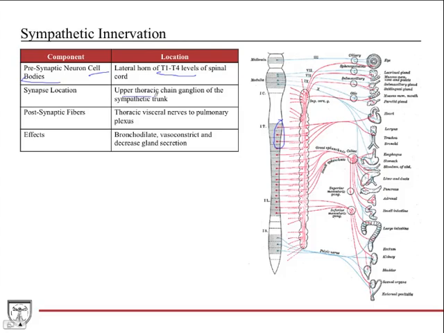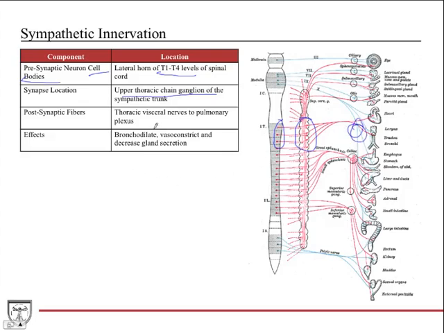For the synapse location, they synapse in the upper thoracic chain ganglion of the sympathetic trunk, right here. Remember, the lungs develop in the chest entirely during embryogenesis. They're not like the heart, which starts up in the neck. That's unique to the heart. So for the lungs, there are no fibers coming up into the neck; it's strictly in the thorax region. Postsynaptic fibers are thoracic visceral nerves to the pulmonary plexus. You can see those here, and this would be the pulmonary plexus in here.